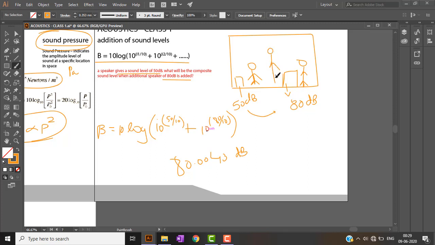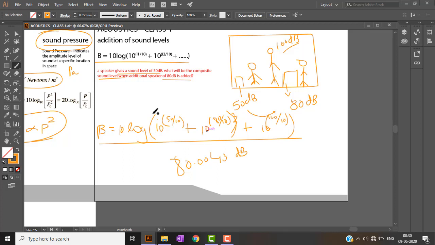So what if another cousin brother comes? He has a speaker of, let's say, 100 decibels, a very good, ear-bursting speaker of 100 decibels. So what you will have to do is add plus 10 raised to 100 by 10, and solving this equation you will get the composite sound level.